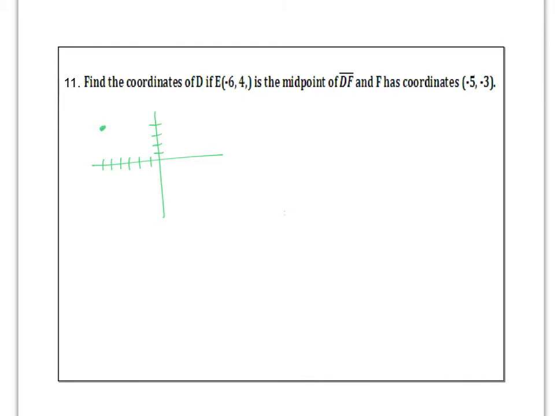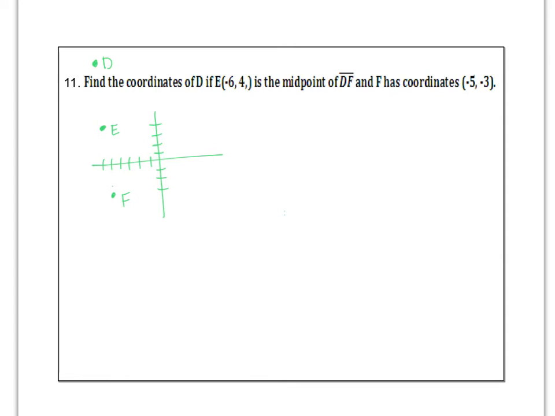So it's approximately right here. That is E. And then F is at -5, -3. So approximately right here. And it says E is the midpoint of DF. That means D has to be somewhere up here. And I have to figure out where that is. So there's two ways to do this. I'm going to show you the shortcut way, the way that I think is a little easier.